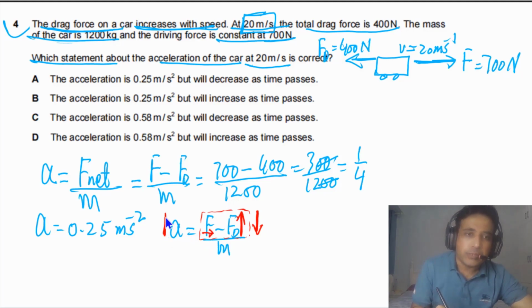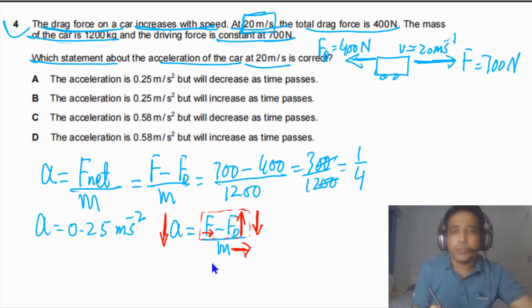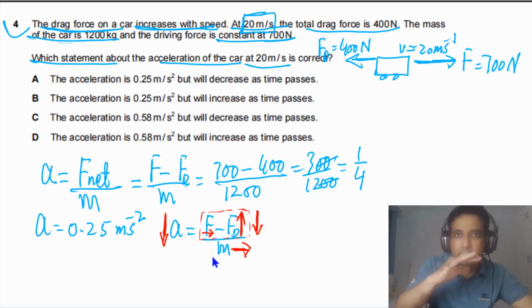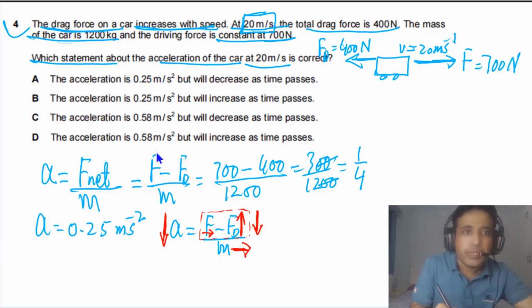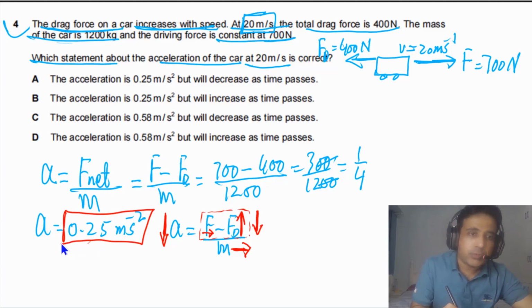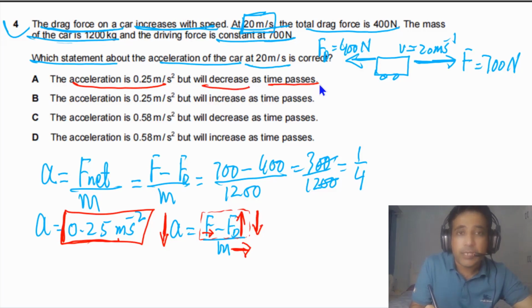So simply we can say overall net force will decrease because this one is constant. It simply means that a will decrease, because the mass of the car is constant and the driving force is also constant. So acceleration will decrease as time passes. These 2 points we need to understand. One is this initial acceleration, and then acceleration will decrease with time. If you look at option A, the acceleration is 0.25 meters per second squared, but it will decrease as time passes.